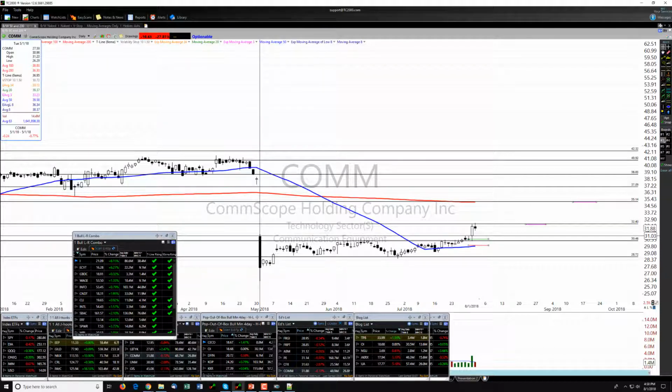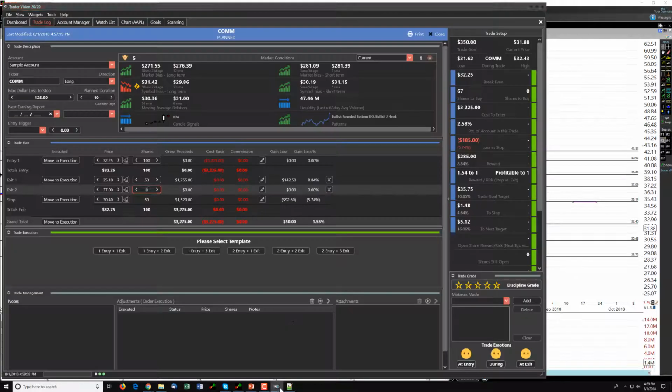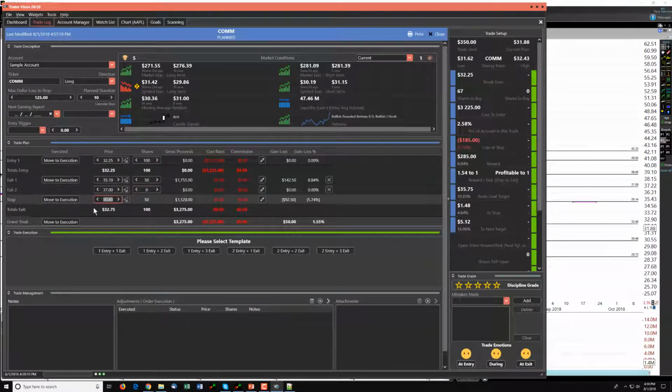and I could probably talk myself into 31 bucks across there. If it falls down below the body of this candle, I probably don't want to be in it. So let's say 31 bucks. Let's see what that does for us. Helps a little, gives us 2.25, 2.3 to 1.